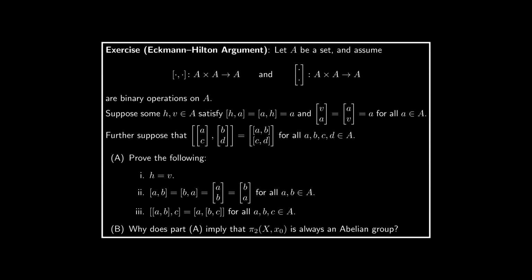This rotation argument that pi2 is commutative is pretty visual, but there's a different version of the proof called the Eckmann-Hilton argument that I want to advertise. It's so nice that you deserve to work it out for yourself, so I'll leave it on the screen for a few seconds and you can pause and try it out.